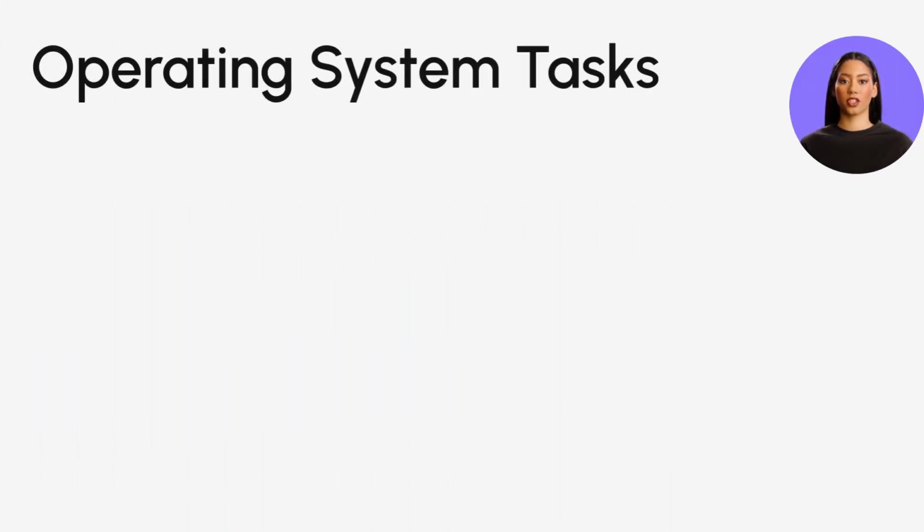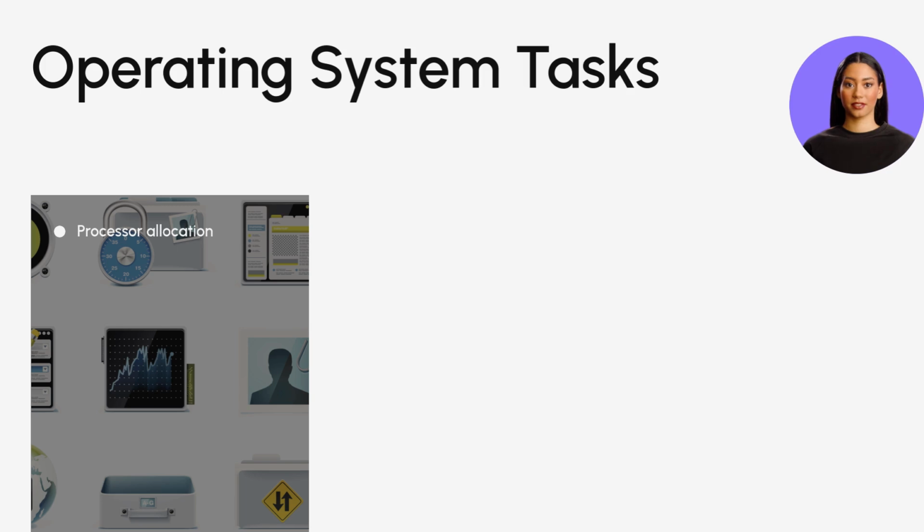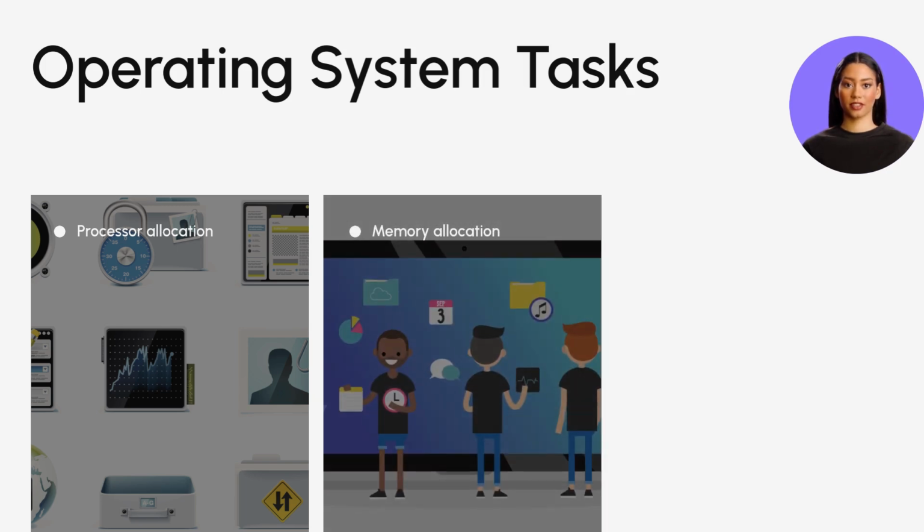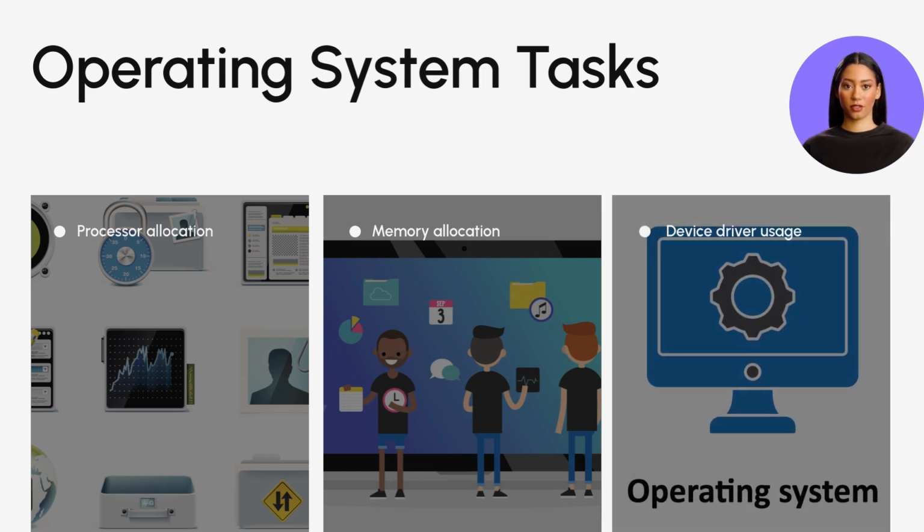Operating systems manage hardware through processor, memory, and device management. CPU scheduling allocates time to processes. Memory management tracks and allocates RAM. Device management uses drivers for input-output operations. Storage management controls data storage and retrieval. These functions ensure efficient hardware utilization.